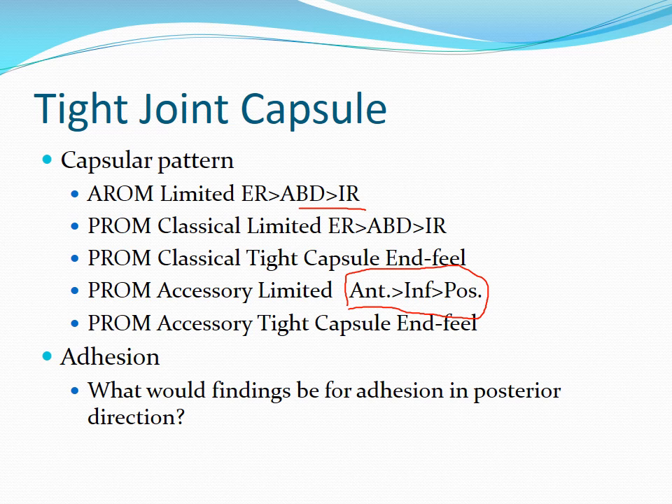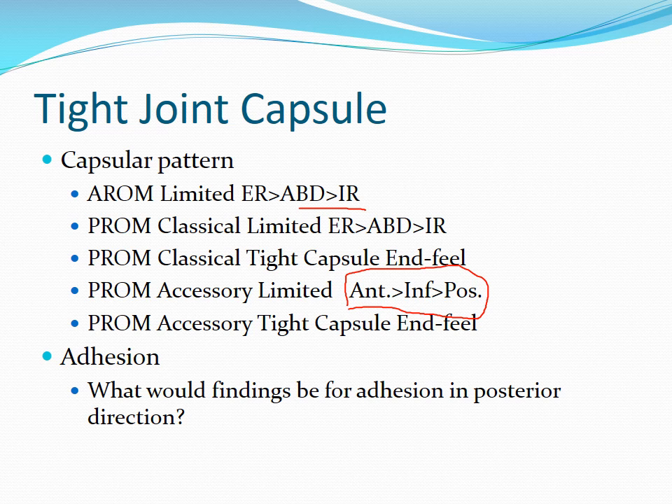And don't forget, this abduction is actually scaption, right? It's glenohumeral abduction, so it's elevation in the scapular plane. And so that's what we see is this limitation actively. We also see the same limitation passively. So classical range of motion is limited in the exact same pattern. The end feel for both classical and accessory should be a tight capsule end feel. And then we have to match up these arthrokinematic motions to the osteokinematic motions above.